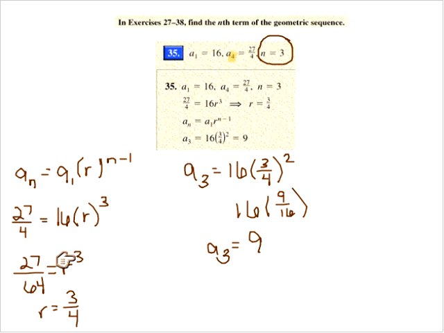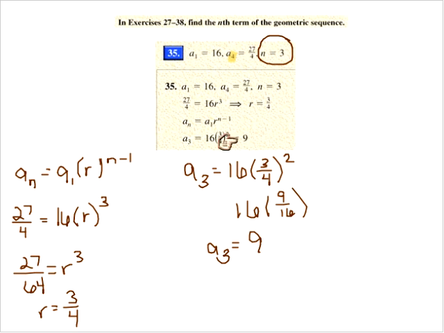I'm going to take the cube root of each. And I'll get 3/4, because 3 times 3 times 3 is 27, and 4 times 4 times 4 is 64. So now I have my r. I have all the information I need to find the third term. Because if I look at my equation here, I know the first term is 16. I now know r is 3/4. And n is 3, because I want to find that third term. So 3 minus 1 is 2.